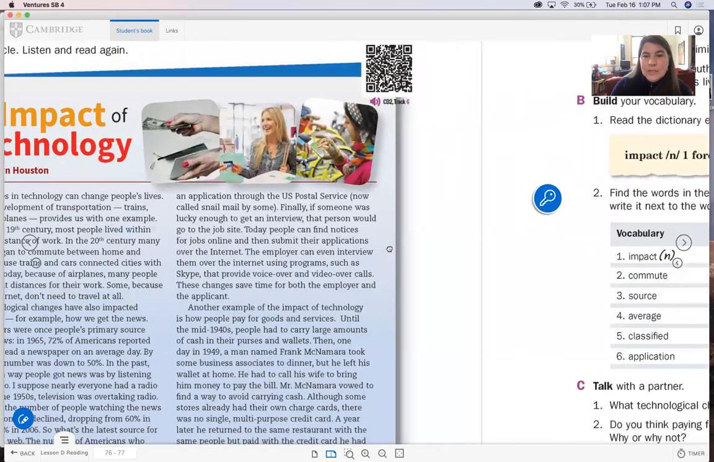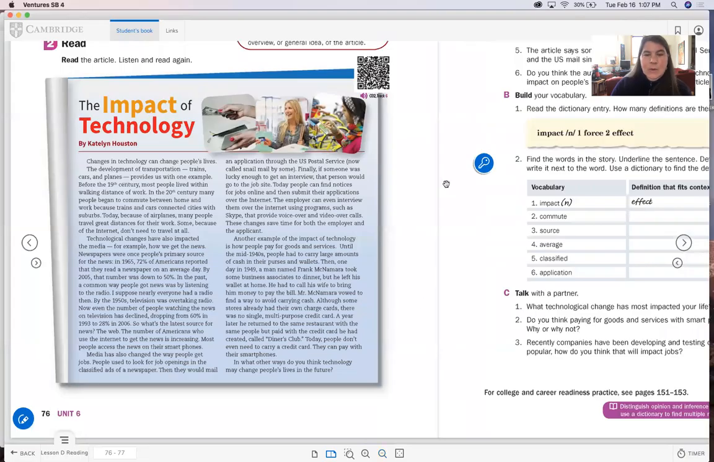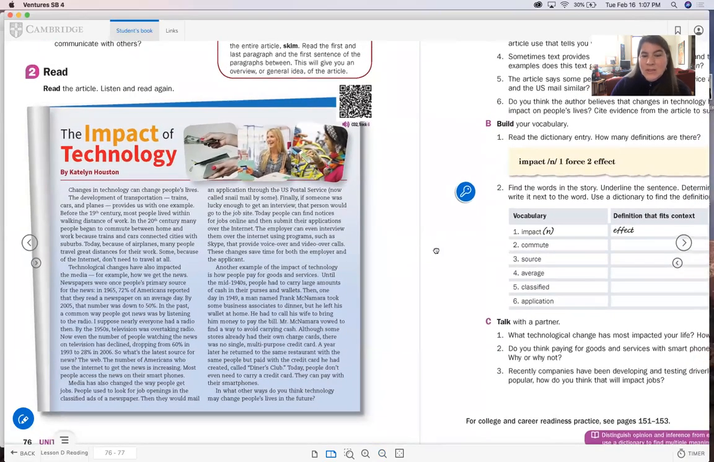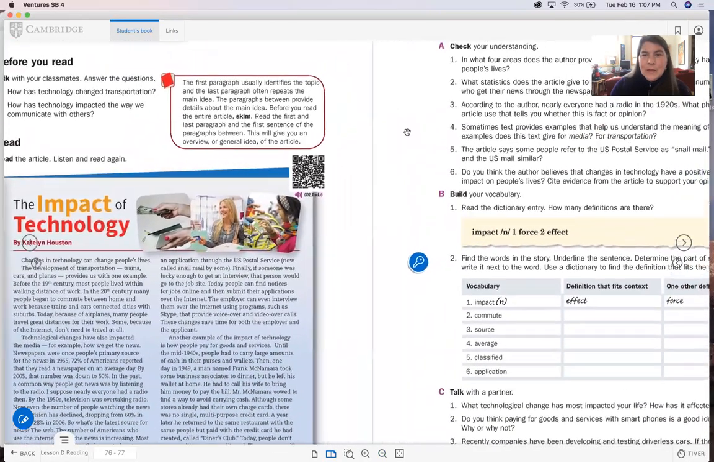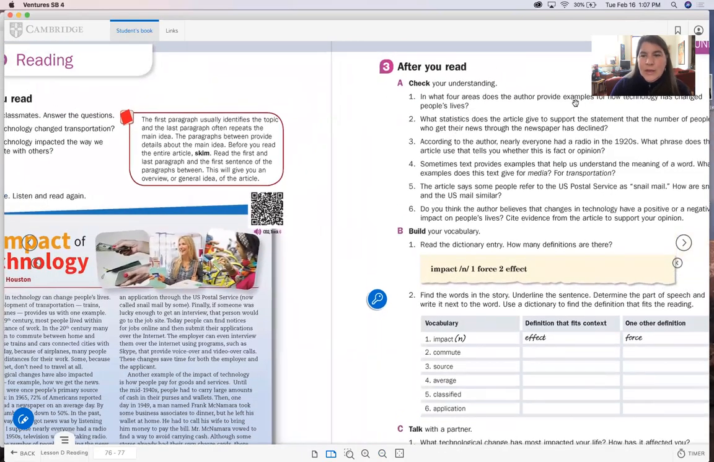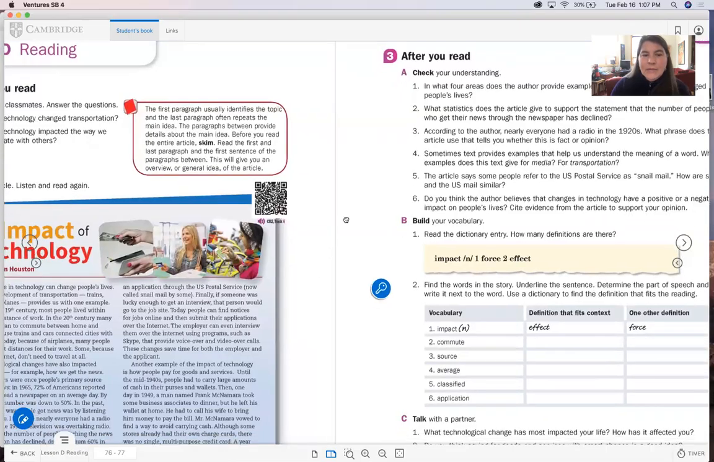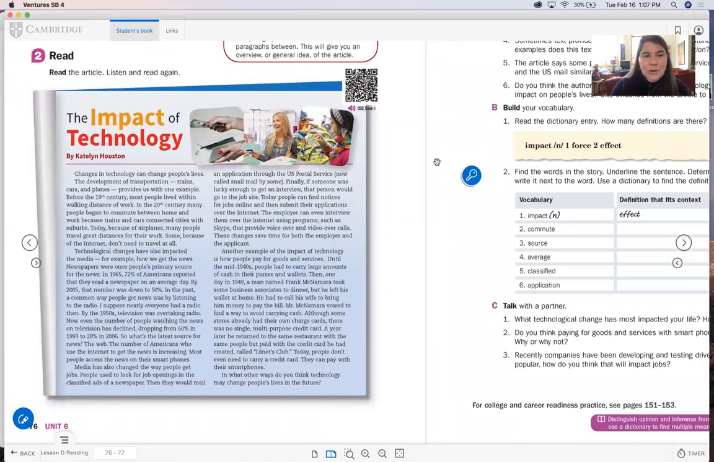Okay, let's do these questions up here to make sure we can see the questions well enough. You might want to open your PDF of your book, all right? I'll try and move not too much. So over here it says, in what 4 areas does the author provide examples of how technology has changed people's lives? You can look at the first sentence of each paragraph. The development of transportation is one example.